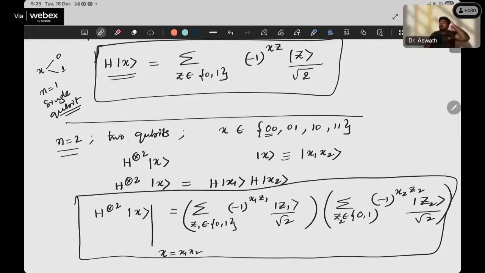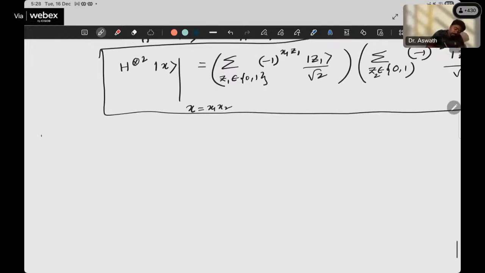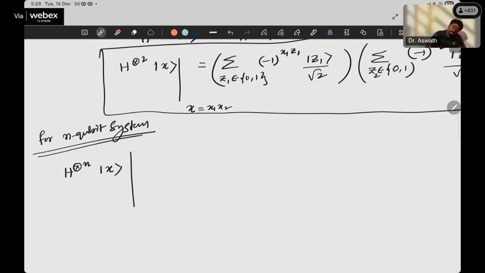Now what are we asking? We are asking for an n qubit system. For an n qubit system, it means H tensor n acting on x. Remember, what is the x here? X here is x1, x2, up to xn. So that is what I'm asking.